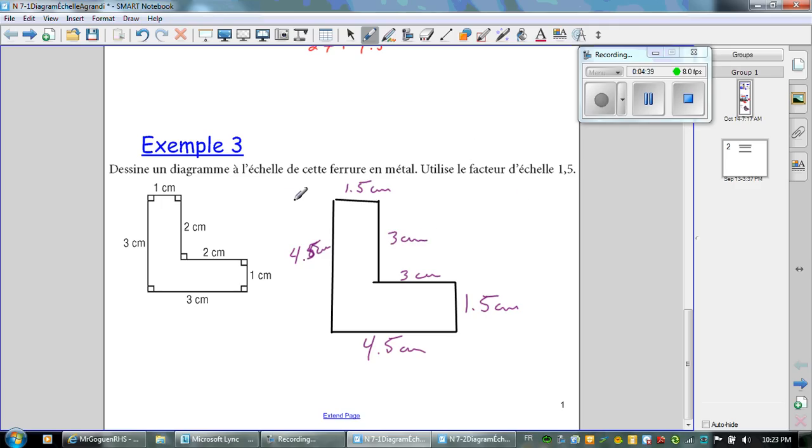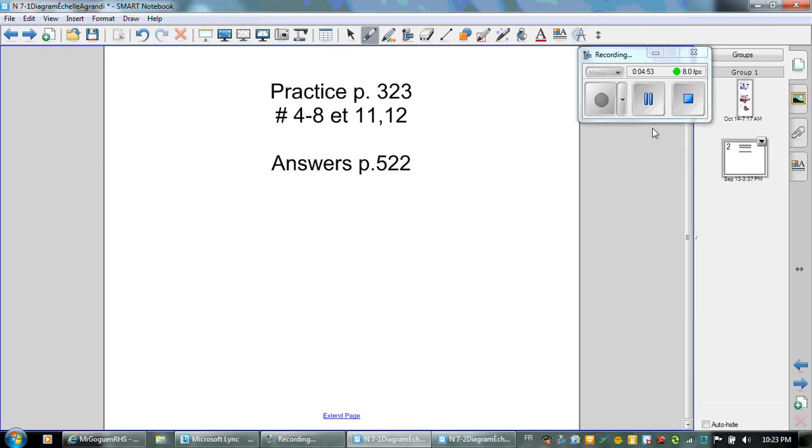So that's how you enlarge. You just basically multiply by the enlargement factor. If you don't have the enlargement factor, you just do the ratio between similar sides. Here's your practice. Make sure you check behind the book.